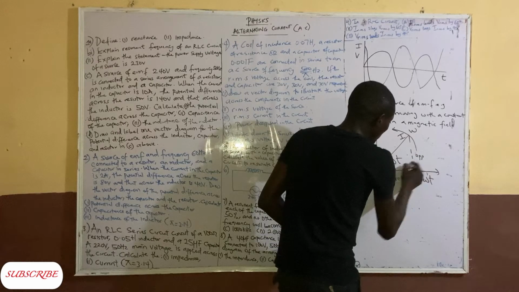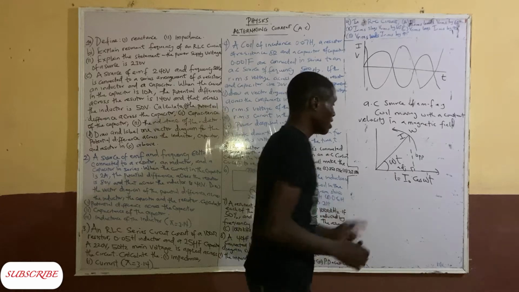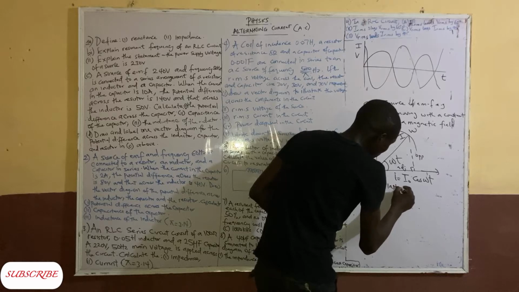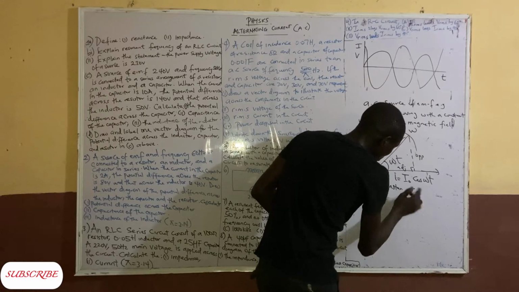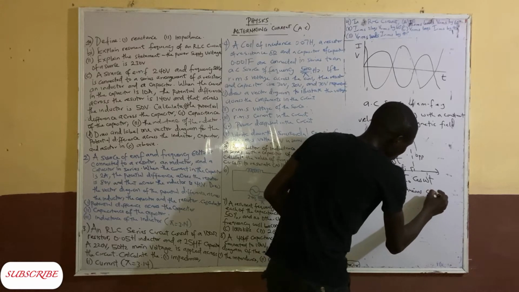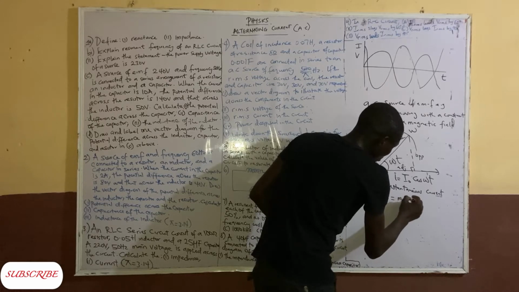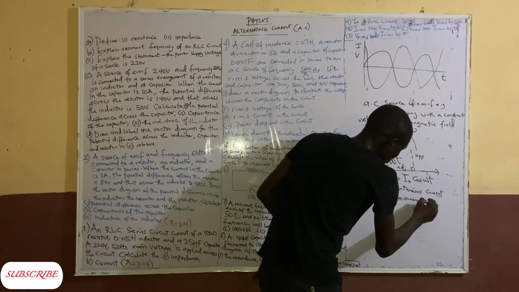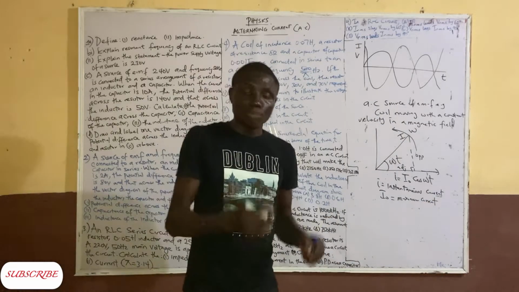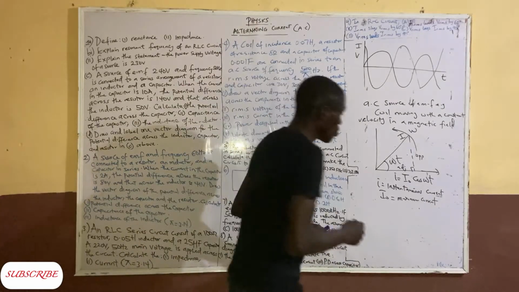When you look at this, this side will be opposite and this one will be adjacent. When you use adjacent over hypotenuse, you create I, which is called the instantaneous current, while I naught is known as the maximum current, or the peak current. You can also call it the amplitude current or current amplitude.